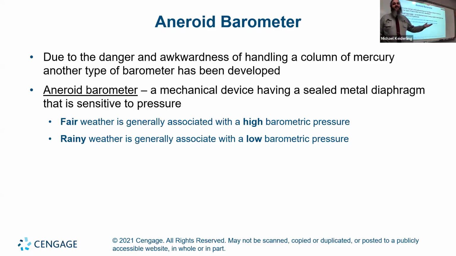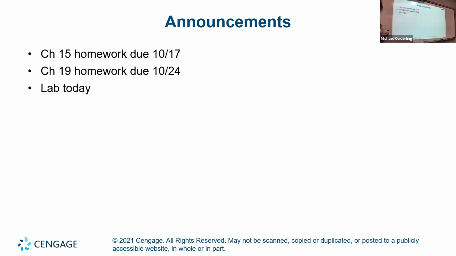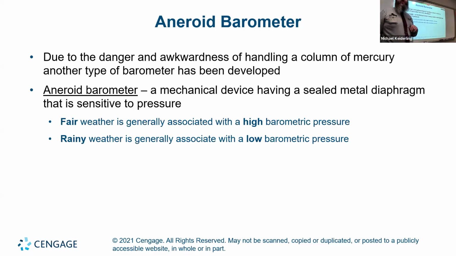Fair weather is generally associated with high barometric pressure. Rainy weather is generally associated with low barometric pressure. And that is where I wanted to get to for today. But yeah, an aneroid barometer is basically a little metal container that's partially evacuated. When the pressure goes down, it expands a little. When the pressure goes up, it contracts a little. And that's basically how all pressure measurement systems work.